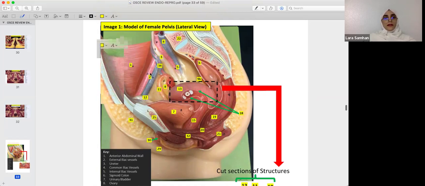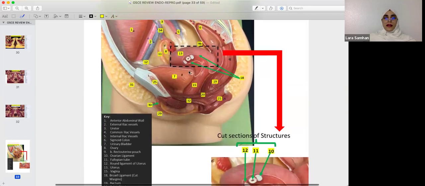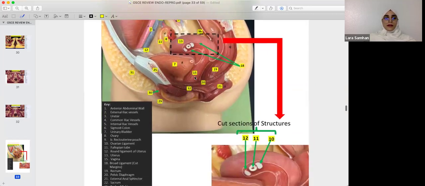Why is it called external iliac vessels? Because as you can see, it supplies the external structures, like it's going all the way externally outside, compared to the internal iliac vessels, which supply the internal structures in here. Okay, so this is it in regard to this thing in here. And okay, so what about number 15? What do you guys think of number 15?